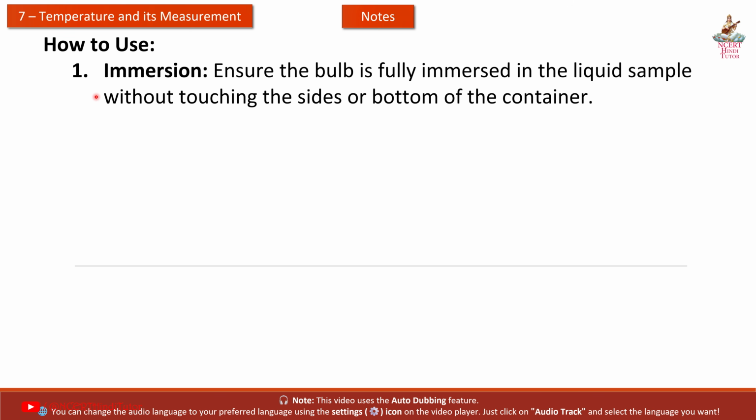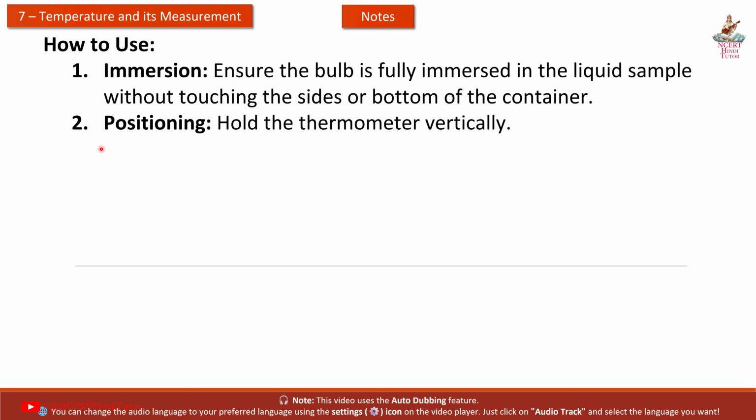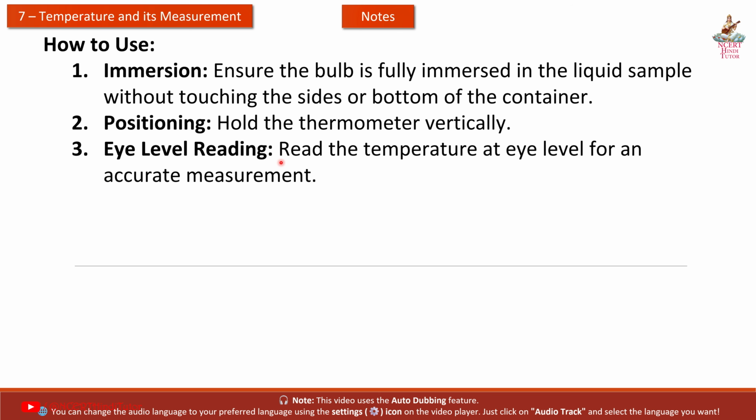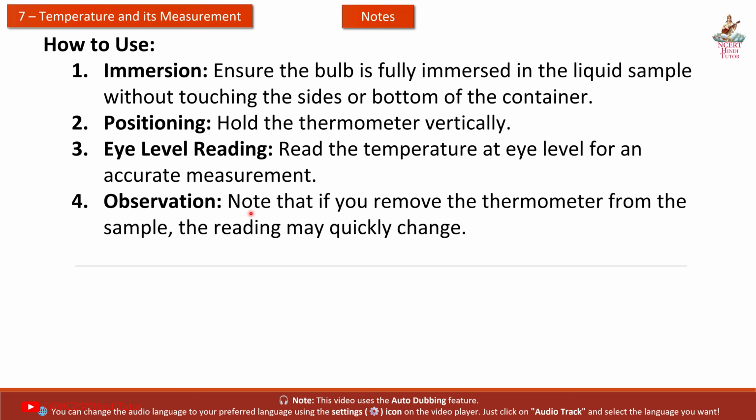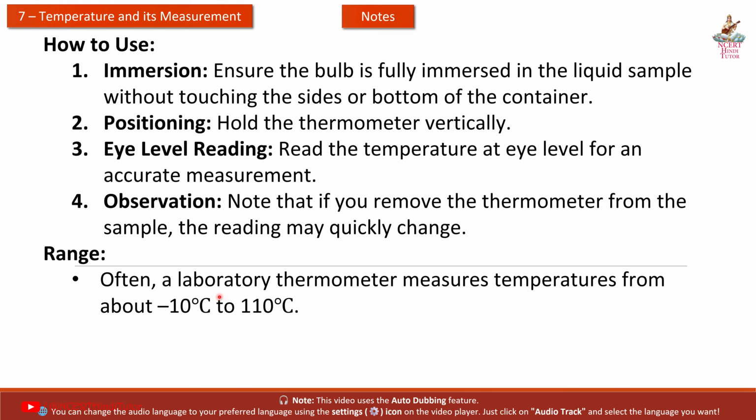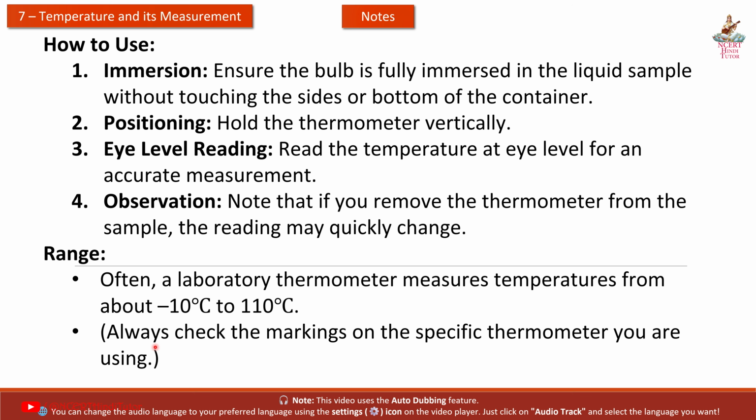How to use. First, immersion: ensure the bulb is fully immersed in the liquid sample without touching the sides or bottom of the container. Second, positioning: hold the thermometer vertically. Third, eye level reading: read the temperature at eye level for an accurate measurement. Fourth, observation: note that if you remove the thermometer from the sample, the reading may quickly change. Range: often, a laboratory thermometer measures temperatures from about -10 degrees Celsius to 110 degrees Celsius. Always check the markings on the specific thermometer you are using.